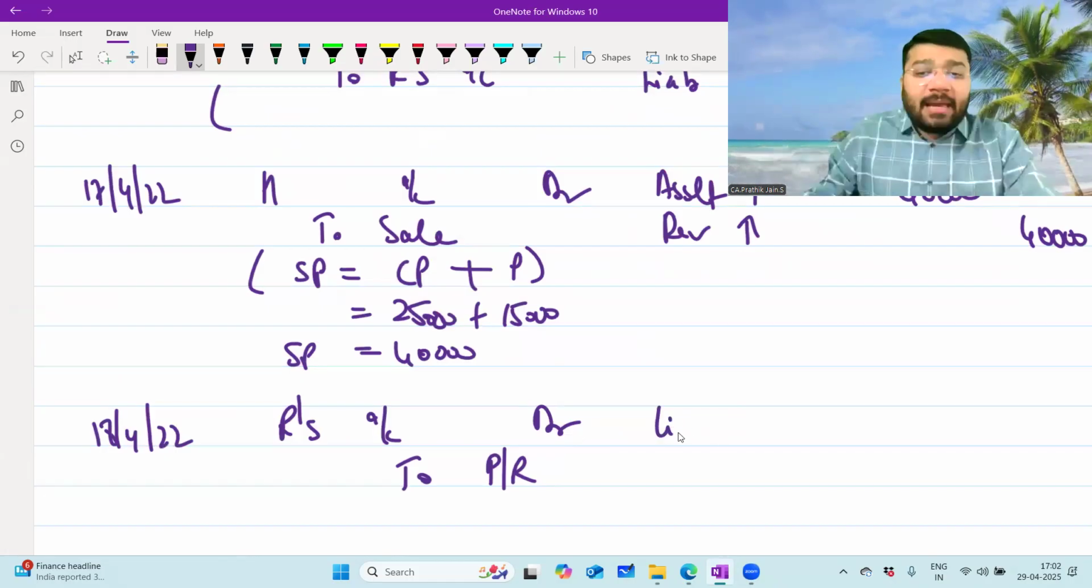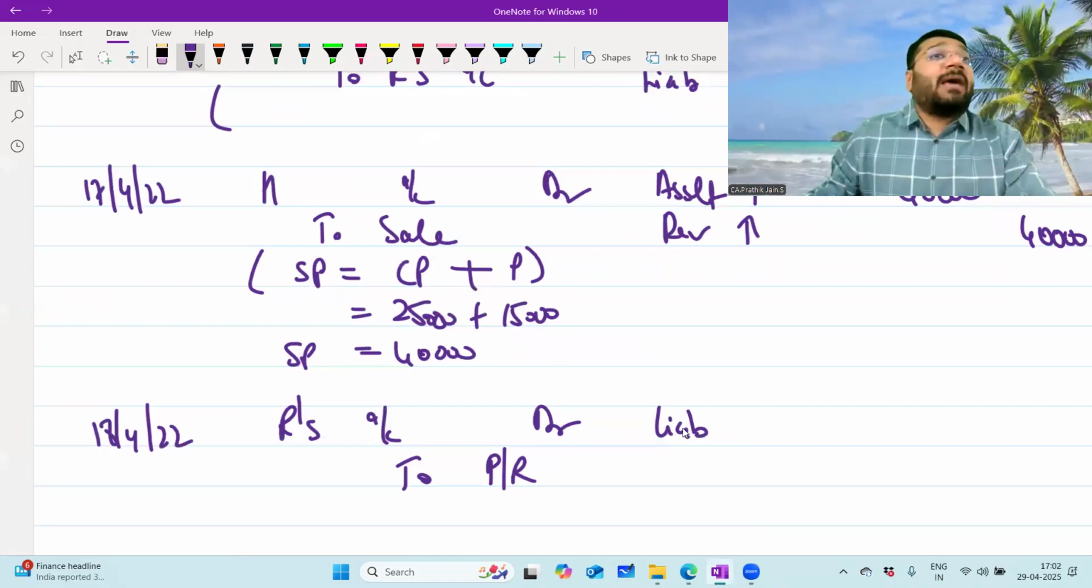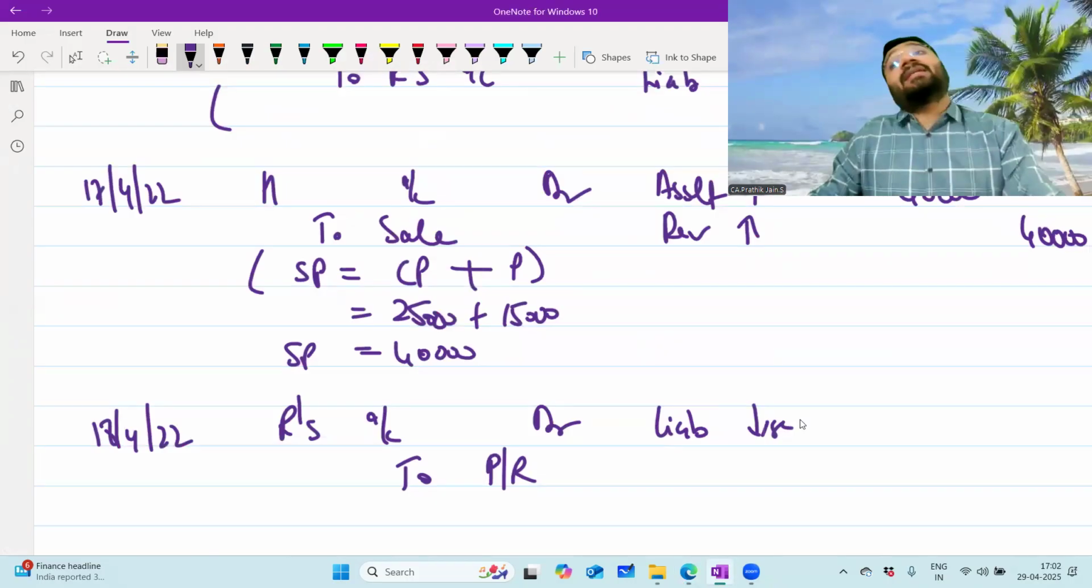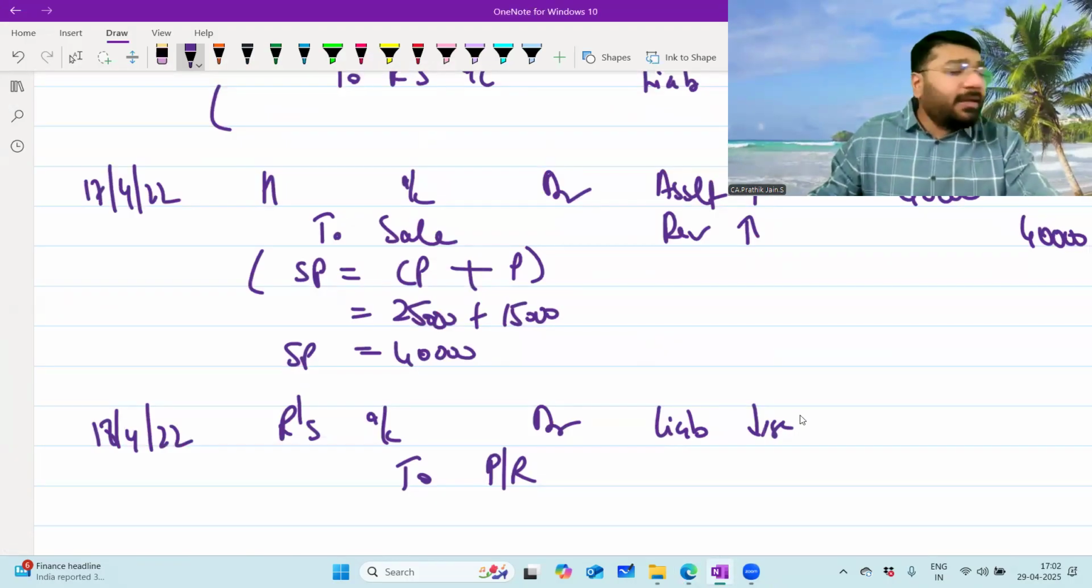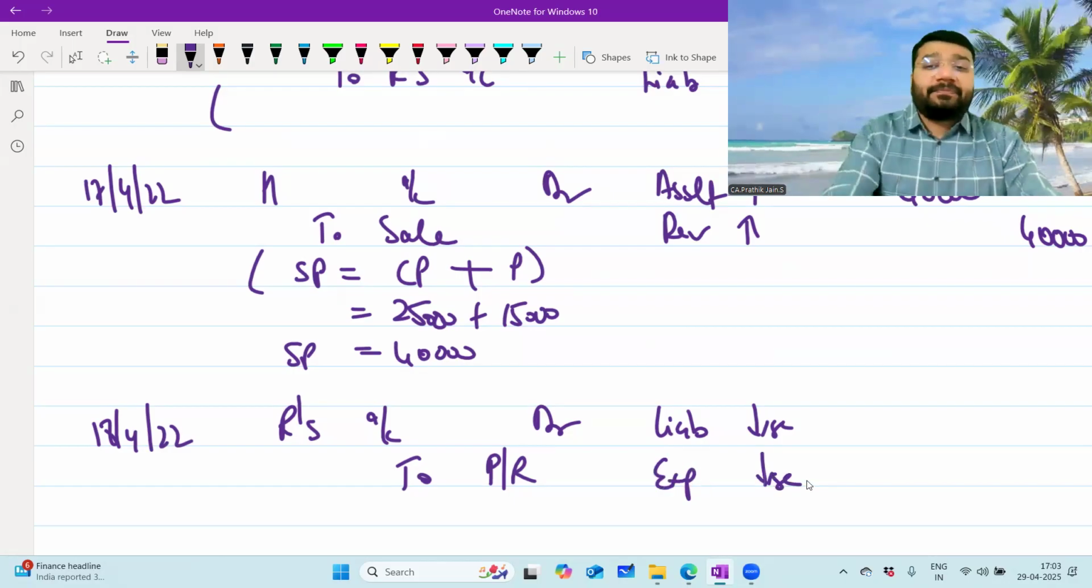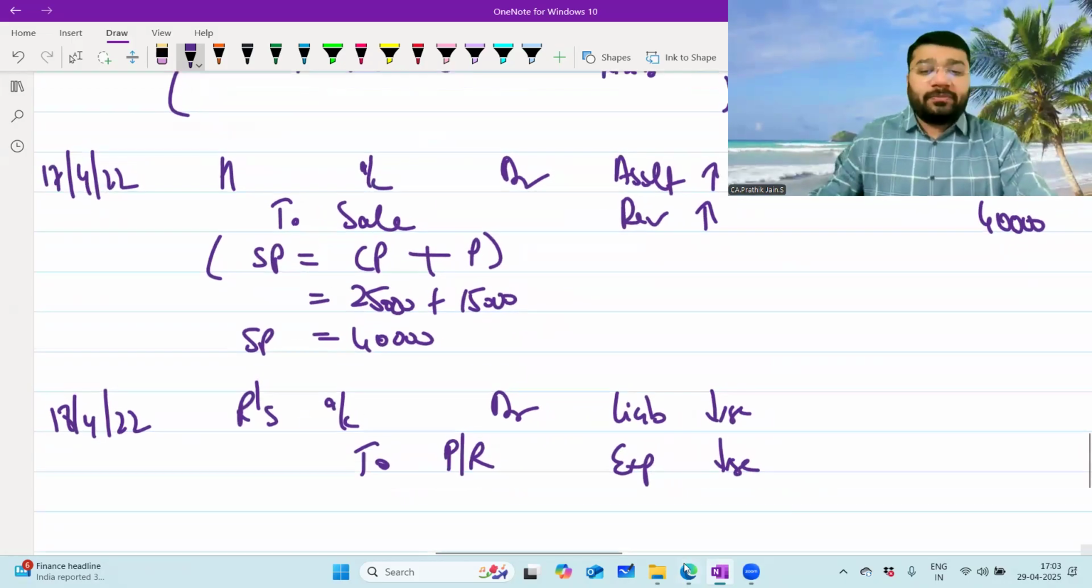R is what? Liability. Here, while returning the goods, your liability is increasing or decreasing? Liability is decreasing. Liability is what balance? Credit balance. To increase liability, credit. To decrease liability, debit. And purchase return is what? Expense family. To increase expense, debit. To decrease expense, credit. Now the question is the amount.